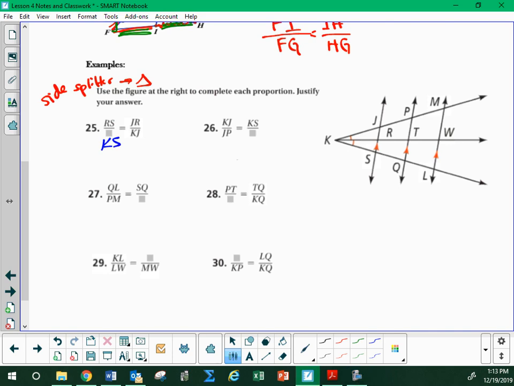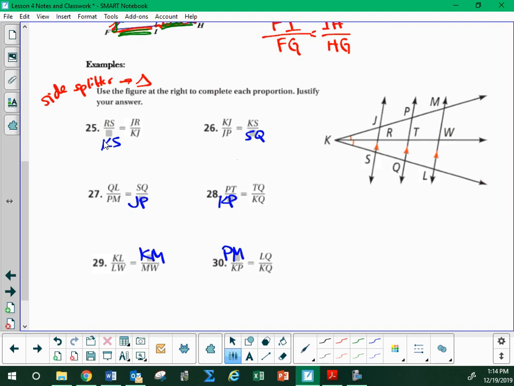26, we should have had SQ. 27 was SP. 28, that's a J. Yeah, that's a J. SQ is not a segment. Thank you. 28 was KP. 29 KM. 30 PF. All right, now let's take a look at the justification.